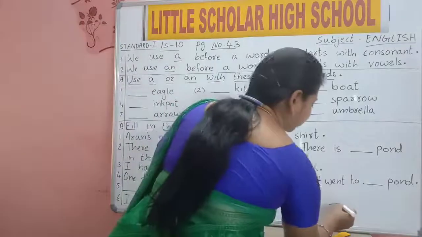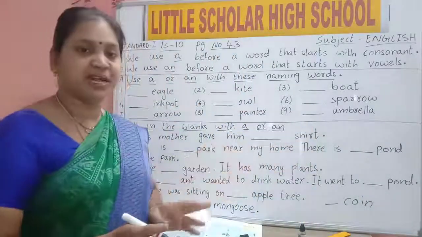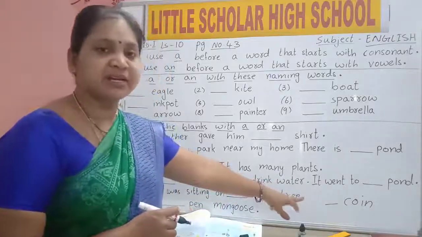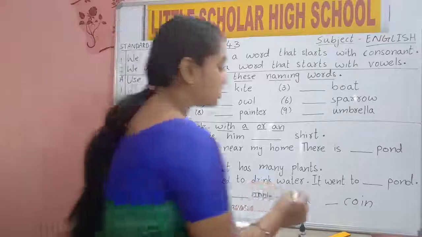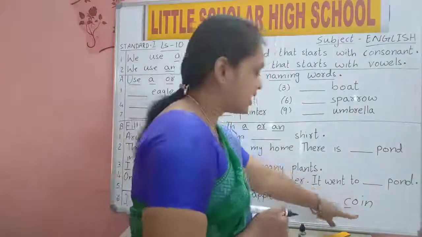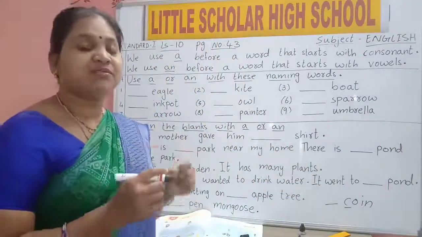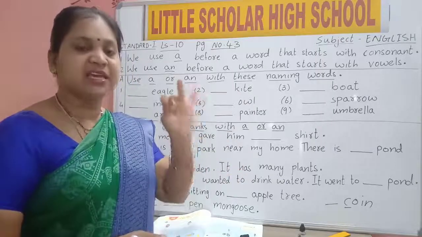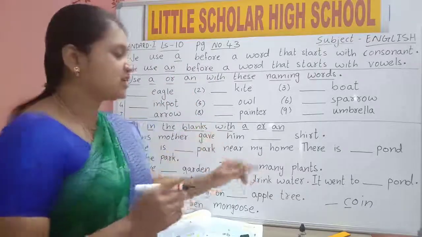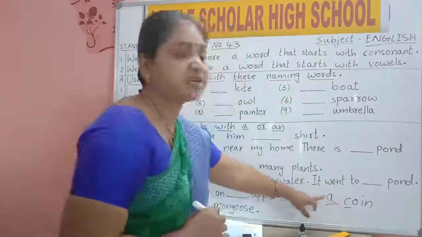Now suppose, dash, C-O-I-N, coin, is the naming word. In front of coin, should you add a coin or an coin? Which one is correct? To see that, first you should see the first letter. We use a before a word that starts with a consonant. The word is starting with C. Is C a consonant or a vowel? In A, E, I, O, U, do you have C? No, we don't have C. So it is a consonant, so it is a coin. Before a consonant word, you should write a.